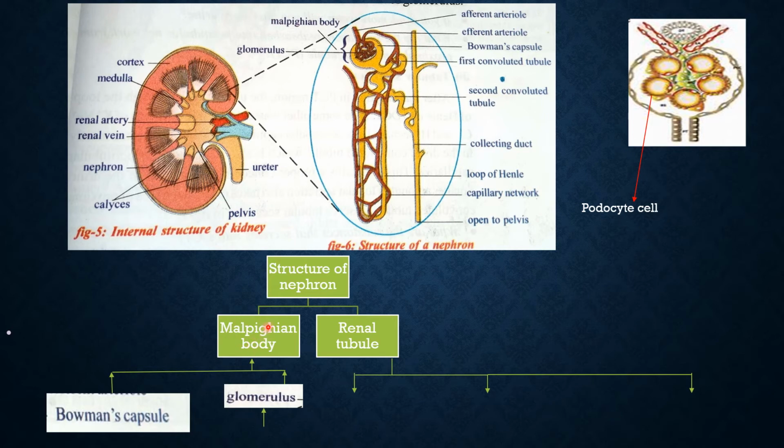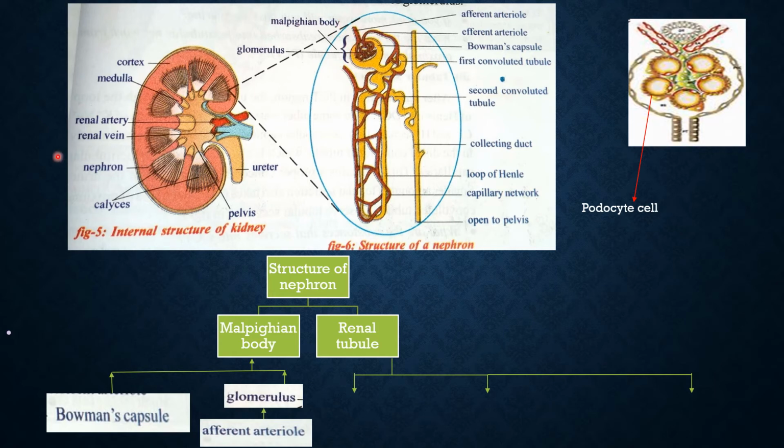Glomerulus develops from the afferent arteriole. It gives rise to the efferent arteriole. In the picture you can see the efferent arteriole. Do you know, children, why the diameter of the efferent arteriole is less than that of the afferent arteriole?